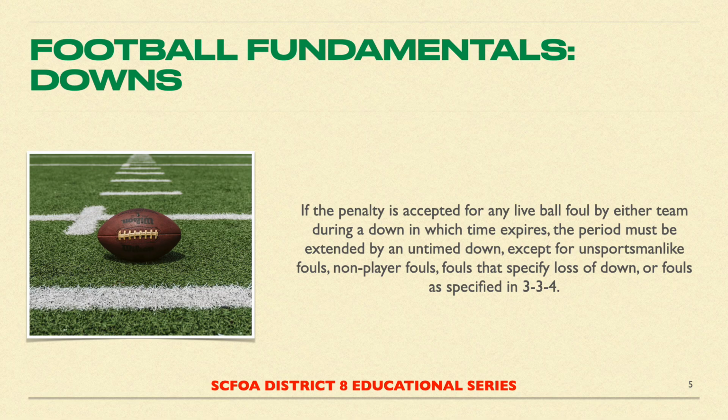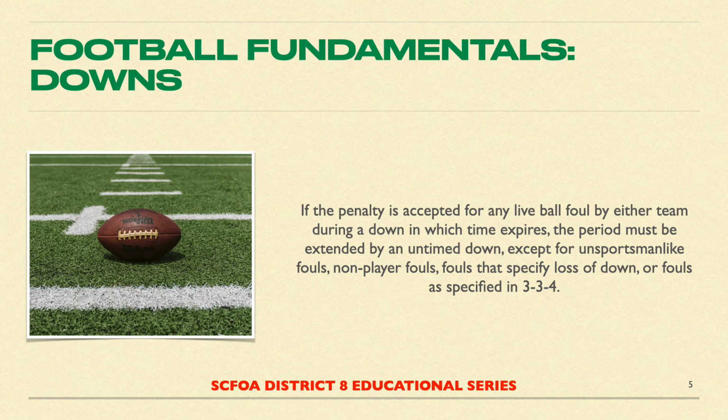It states that if a live ball foul is accepted for a foul that occurs during a down in which time expires, the down must be replayed. Note that the foul must be accepted in order for the period to be extended. Also, it is for live ball fouls committed by either A or B. In order for the untimed down to take place, the live ball foul must occur during a down in which time expires in a period. This means that the clock must hit 0:00 while the ball is still live.